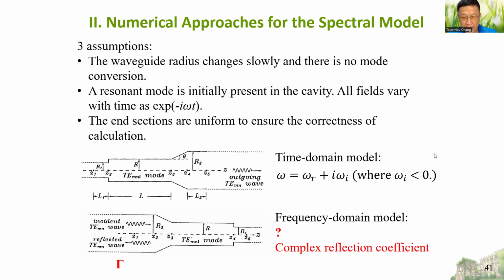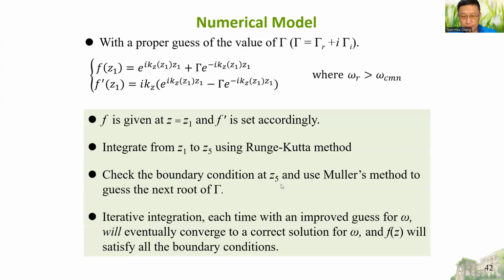Frequency is given here, one frequency at a time, and here the resonance frequency is automatically found. So these two approaches are different. This is gamma, this is gamma. Okay, some typo.